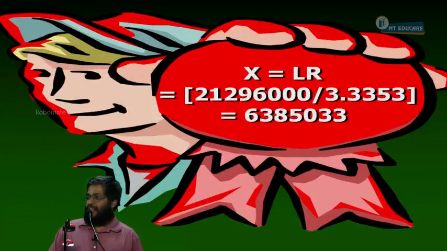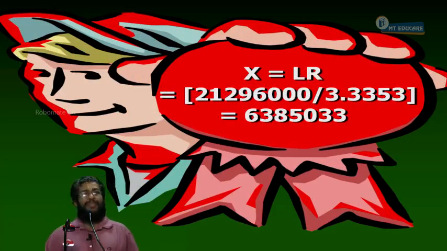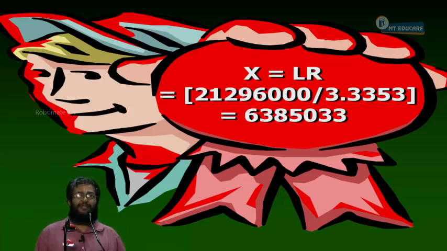63 lakhs 85,033. Lease rental is equal to 63 lakhs 85,033, or simply as what? 63.85 lakhs. 33 rupees, leave it. I will give you 63.85 lakhs. That becomes material. Can I say 63.85 lakh? Did you understand or not?